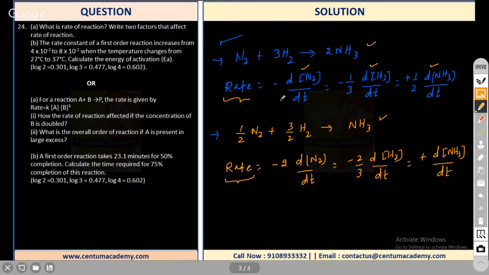Okay, anyways. So the second one, what are you getting? Okay, tell me one answer. The rate constant of a first order reaction increases from this to this when the temperature changes from this to this. Calculate the energy of activation. Okay, Ea you have to find out.